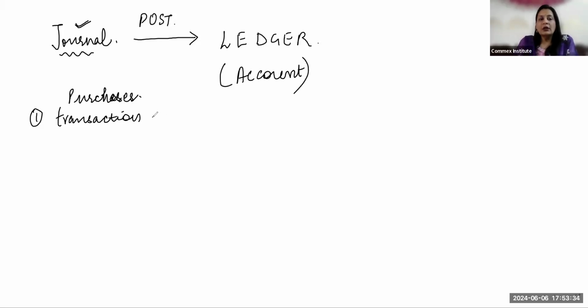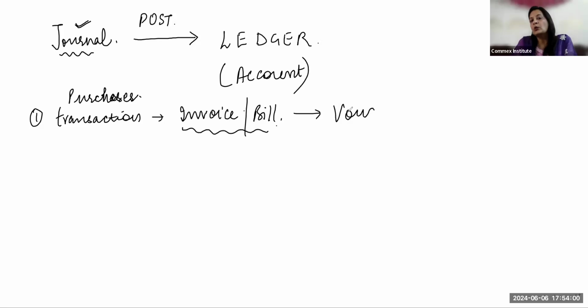Can you tell me what will be the documentary evidence in support of this transaction? The voucher is made on the basis of this documentary evidence. When you go to purchase something, you get an invoice or a bill. With the help of this, the accounting voucher is prepared. Again, preparation of voucher is a separate chapter in our syllabus.